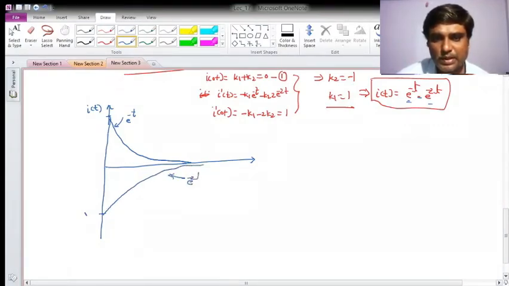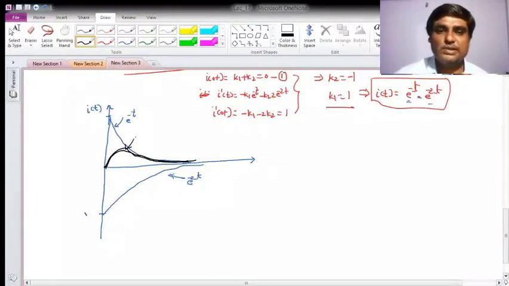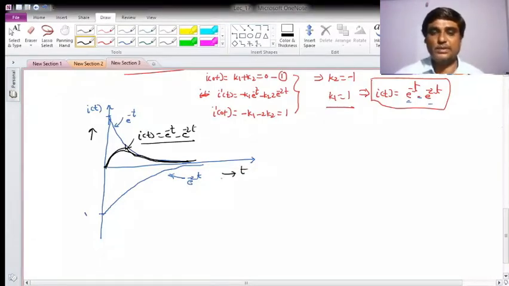If I add both the things, what will I get? Current at t equal to 0 will be 0, and as t tends to infinity the current, the addition, will also be 0. So the resultant current waveform looks like this. It is smooth, there is no jerk. This is my resultant I of t, which is e raised to minus t minus e raised to minus 2t. I forgot to represent t as the independent variable.